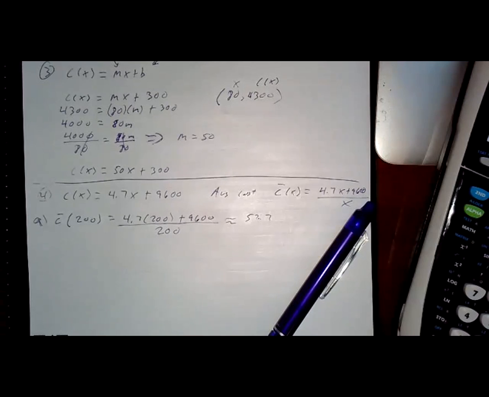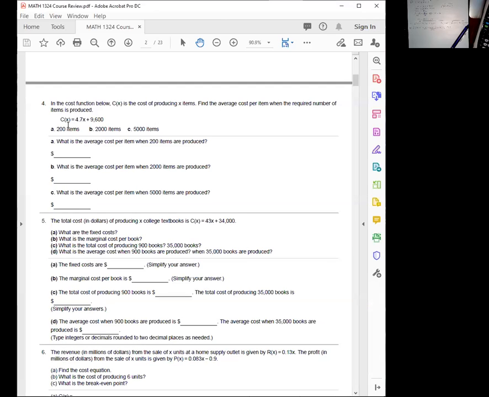Any questions? Can you go back to the question, just how it was worded? Yeah, let's look at it. So they gave you cost, right? And it said, if in the cost function below, what is the cost of producing x items? Find the average cost. So that was the key word right here. Required to produce these amounts. So you gotta divide this by x, and then you plug in 200, 2,000, 5,000, and that's it.